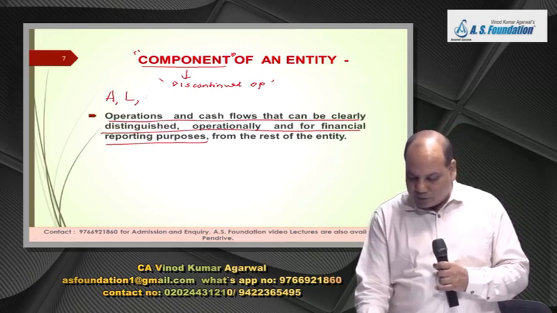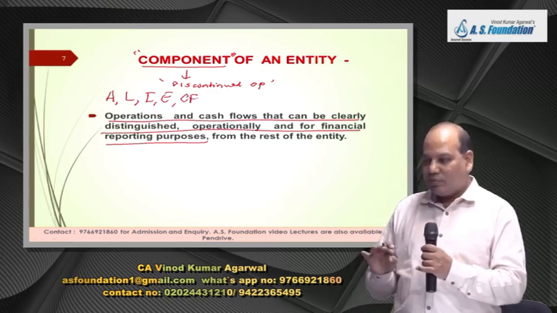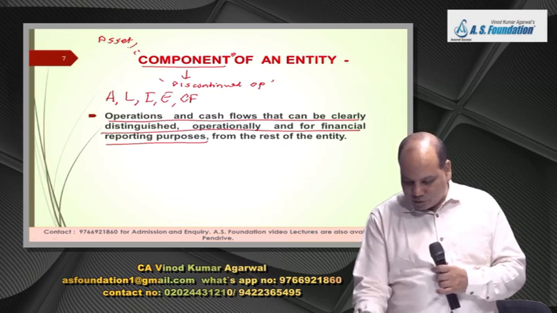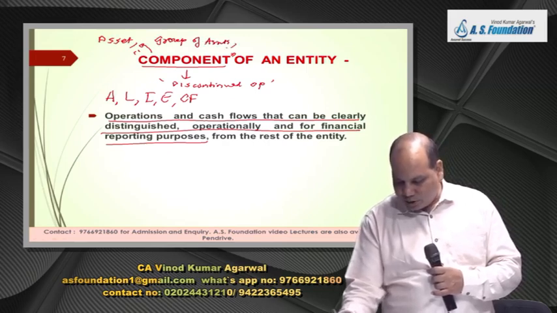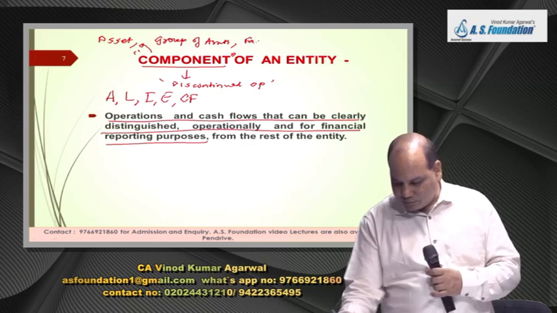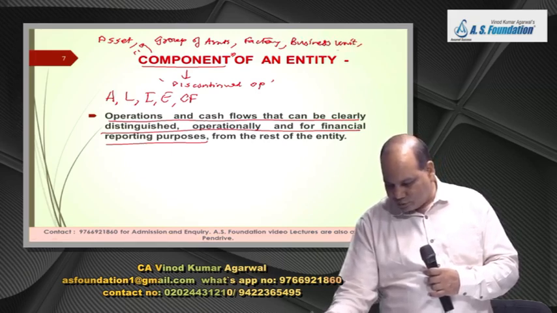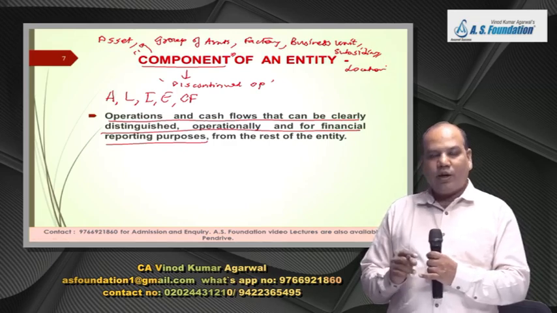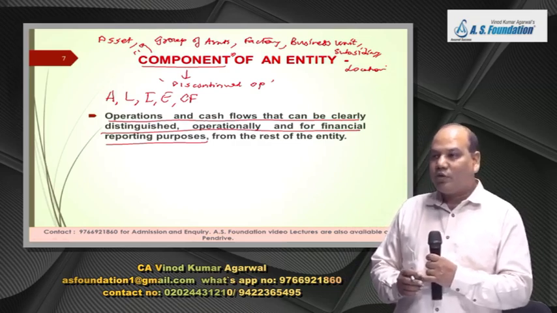So you should be able to identify the following items separately for this component. For example, a component can be an asset only. A component can be a group of assets. A component can be, say, a factory or say a business unit. Say it can be a subsidiary. It can be a location. So anything whose asset, liability, income, expense and cash flows can be distinguished from the rest of the entity.